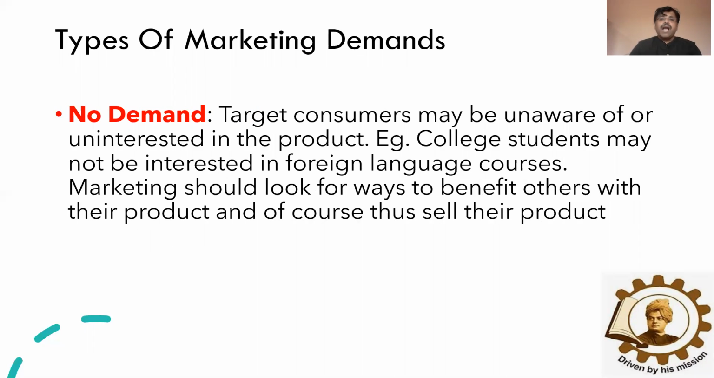Next one is no demand. Target consumers may be unaware or uninterested about the product. Though the product is available, that is important, the consumers are not aware about it. Say for example, the college students may not be interested in the foreign language courses mainly because they don't understand or they're unaware about the importance of learning foreign languages to enrich their future career. So marketing should look for ways to benefit others with their product and of course sell their products.